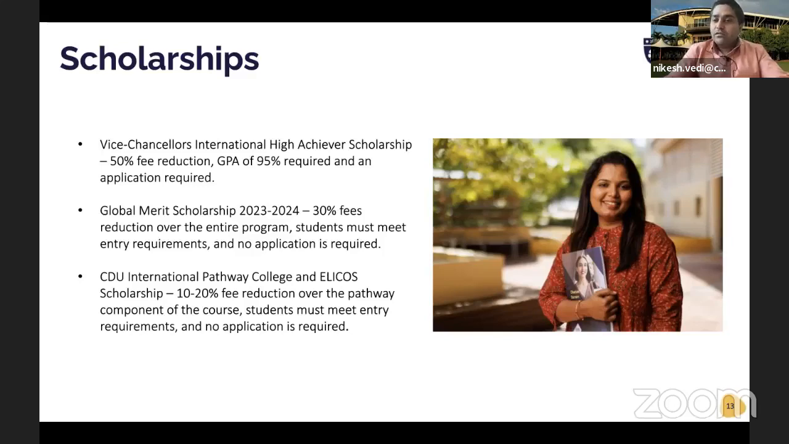If you calculate the overall tuition fees, the student only has to pay 2 years of tuition fees, because he will be studying the final year for free, as he'll be getting the scholarship of that amount. Any student who gets the offer letter from Charles Darwin University is confirmed to be getting the 30% Global Merit Scholarship. Another scholarship we have is the EAP, Alicots, and the Pathway Scholarship, which ranges from 10% to 20%, if the student meets the entry requirement, and no other separate application is required for that.